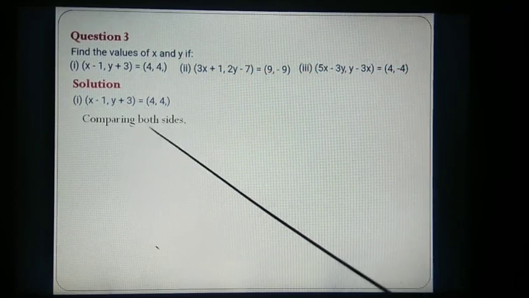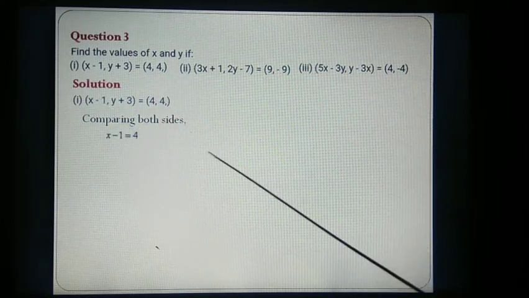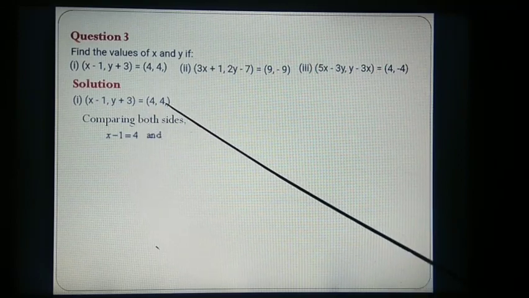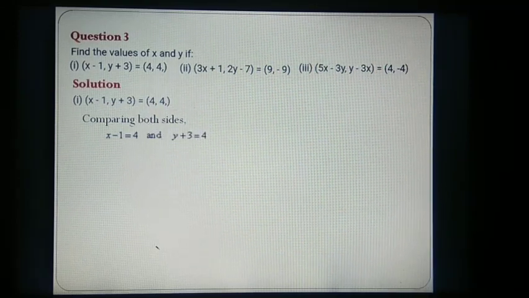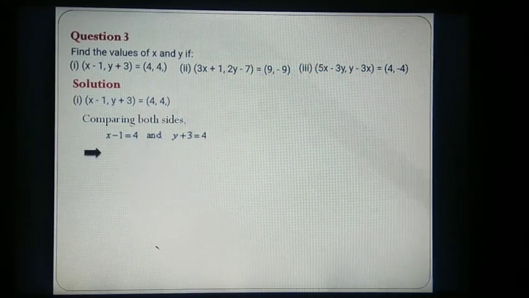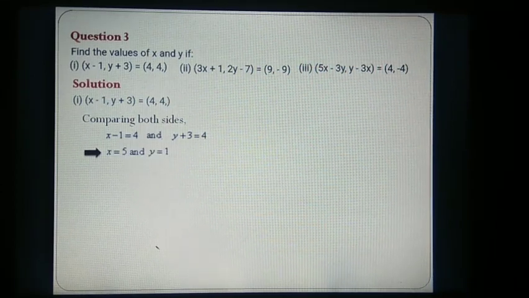Comparing both sides, x minus 1, that is the abscissa, must be equal to 4, right? And the ordinate, that is y plus 3, must be equal to the other ordinate, that is 4, right? So you just need to solve. x minus 1 equals 4 means x is equal to 5, and similarly y equals 1. So the values of x and y are 5 and 1, right? So pause the video to note down.